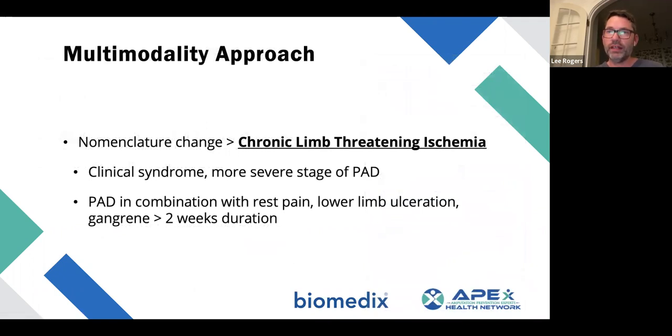So there was a nomenclature change recommended by the Global Vascular Guidelines. You're probably familiar with what used to be called critical limb ischemia. That is now recommended to be changed to chronic limb-threatening ischemia, because there really is no threshold that you can define as critical limb ischemia. So there's nothing that's, okay, below this is fine, or above this is critical limb ischemia. And so it really takes into account that this is a clinical syndrome, and it's a more severe stage of PAD. So you could have PAD and not necessarily have CLTI, but CLTI is PAD in combination with rest pain, lower limb ulceration, or gangrene, essentially tissue loss.